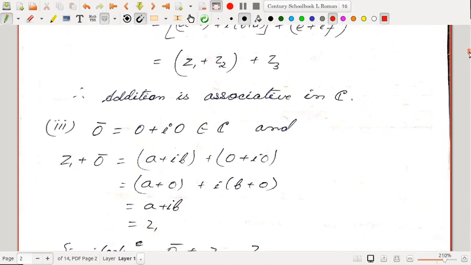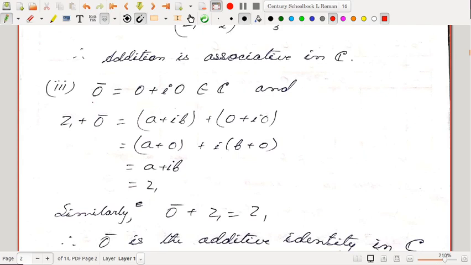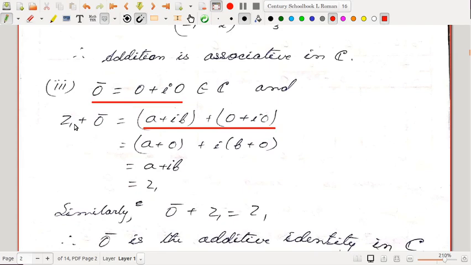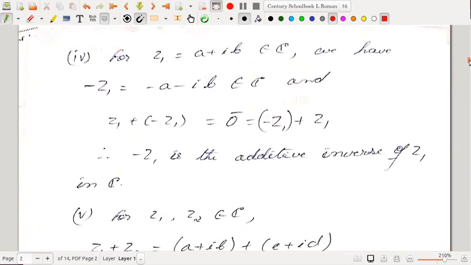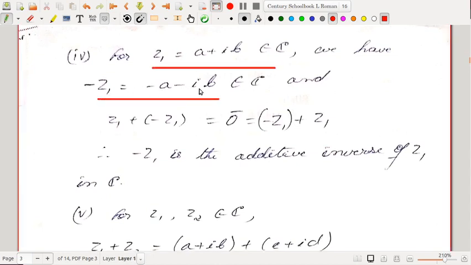Next, you have the zero complex number, which is 0 plus i0. It's a complex number, and it satisfies that any other complex number plus 0 is the number itself. So this is what I have shown. So 0 is the additive identity. Then for any z1 inside C, we have minus z1 equal to minus a minus ib. This is also a complex number, and the sum of these two complex numbers is 0. That means minus z1 is the additive inverse of z1 inside C.